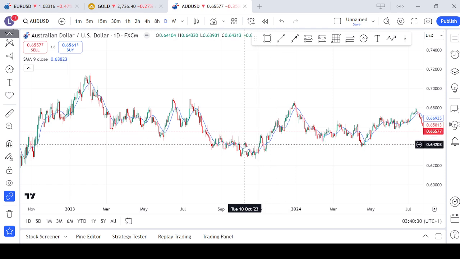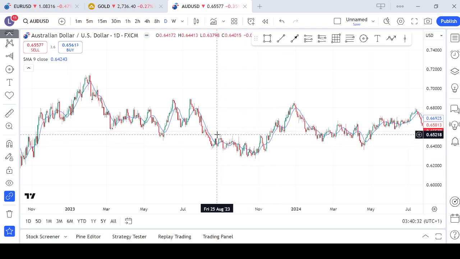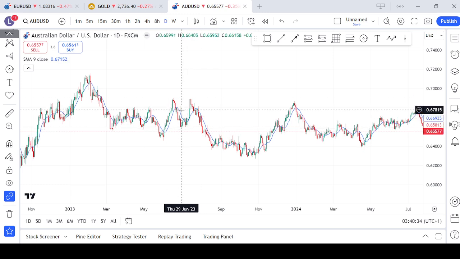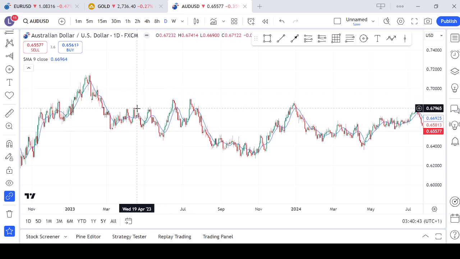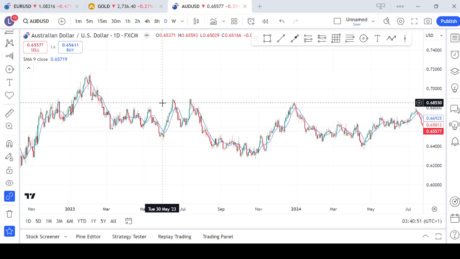The simple moving average is the most basic form of this indicator, which is this one I just put here, the SMA. It's calculated by taking the average of a set number of recent price points. SMAs are particularly useful in identifying trend direction and potential support or resistance levels. When price is above the SMA, it generally indicates an uptrend, while price below the SMA suggests a downtrend.